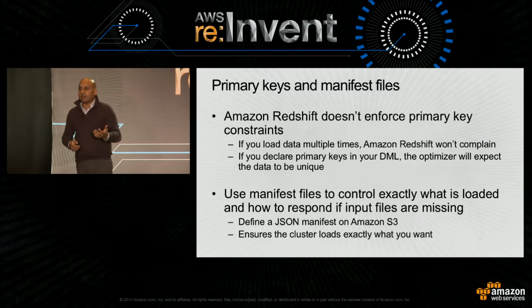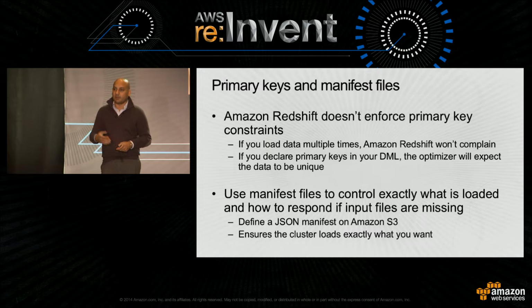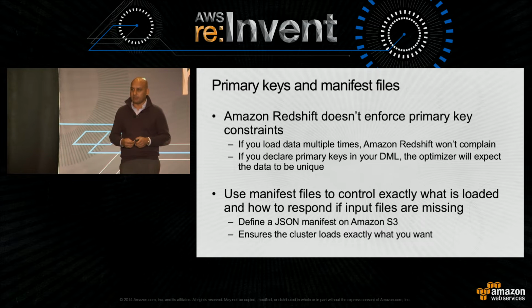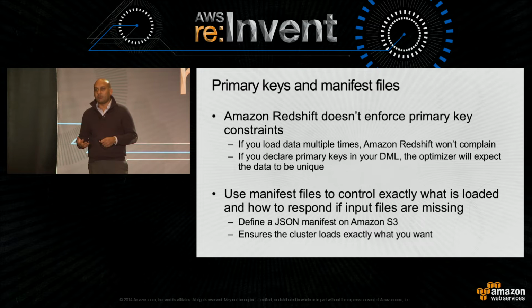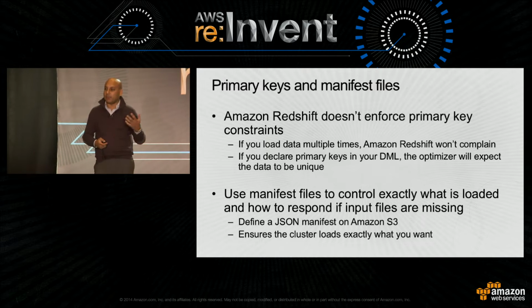So a couple of things. When you're ingesting, this sometimes bites customers. Redshift does not enforce constraints on primary key columns. So you can define them, but it will expect you to have taken care of uniqueness as you ingest. And so if you load the same data multiple times, Redshift will happily load it.